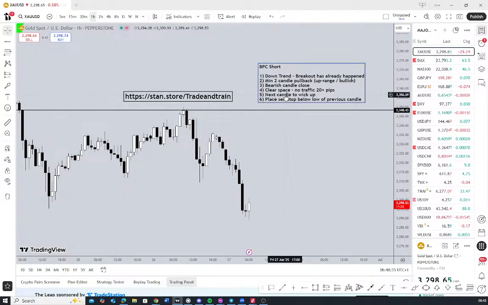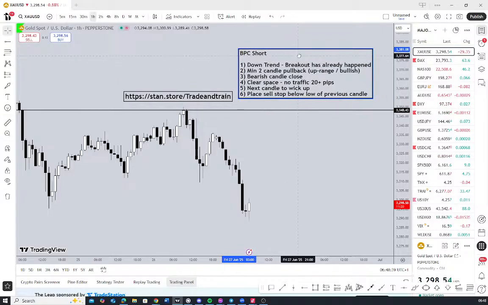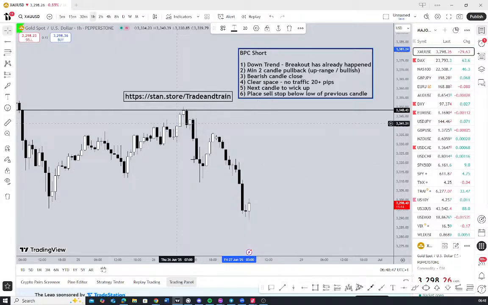If you can't see it, let me make it a little bit bigger for you. So I'd be looking at a BPC short. I want to see the market rally. Yes, we can see the market's in trend. We've broken support. I'm looking for a minimum of two up range candles. That means a candle that has a higher high and a higher low in relation to the previous candle. Nice and simple. I'm then looking for a bearish candle to close. So two up range candles, then a bearish candle close.